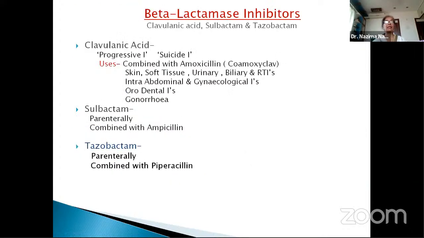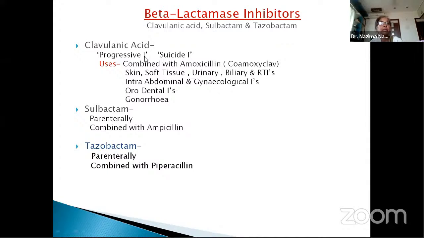Now coming to the beta-lactamase inhibitors. Beta-lactamases are a group of enzymes which are released by gram-positive as well as gram-negative organisms, and these enzymes open up the beta-lactam ring and thus inactivate the beta-lactam antibiotic. So in certain infections where the organisms are releasing beta-lactamase, beta-lactamase inhibitors like clavulanic acid, sulbactam, tazobactam are needed to be combined with the other drugs so that the antibiotic is effective against those infections.